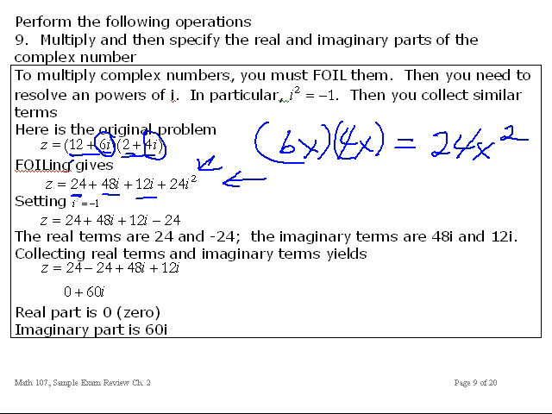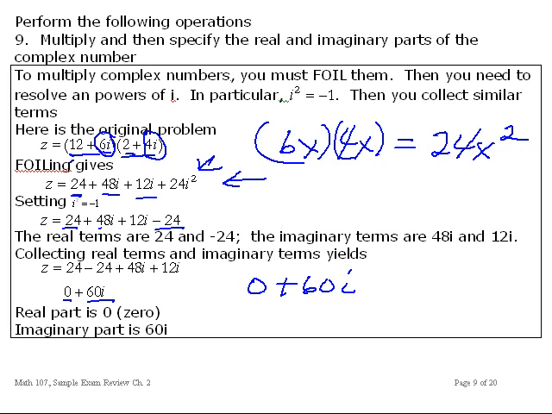The next very, very important step is to set i squared equal to negative 1. You cannot neglect that i squared. When I set it equal to negative 1, it multiplies the 24, making it minus 24. Now collect similar terms. The similar terms are the real terms. In this case, you're going to get 0 for a real term. And then the imaginary terms, 48i plus 12i, that gives me 60i. That's my answer.